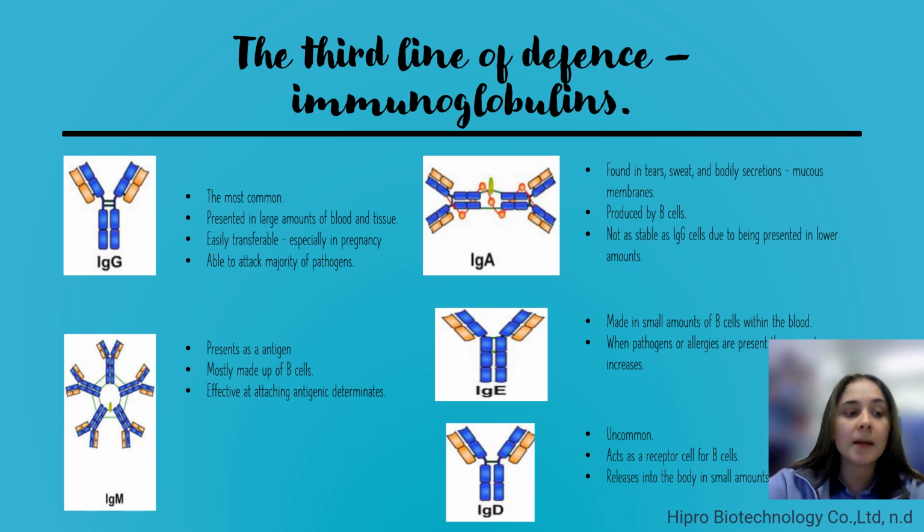IgM is commonly present as an antibody. It is made up of B cells and is effective at attaching to antigenic determinants on the outer coats of bacteria. IgA is mostly found in tears, sweat, and bodily secretions. This means it is located in the mucous membranes, and it is produced by B cells, but is not as stable as IgG, meaning that it is present in lower amounts.